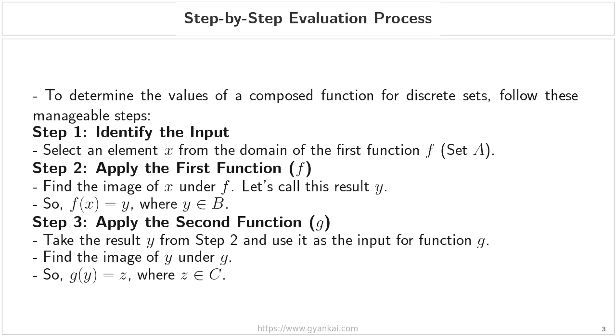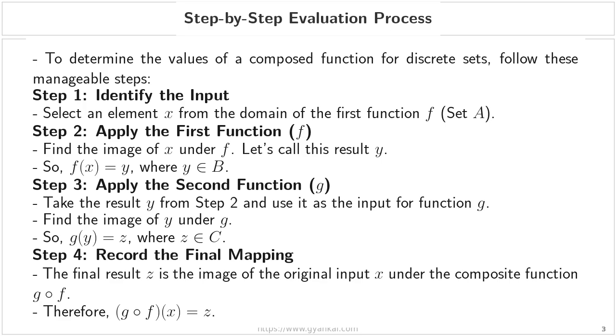Now we move to step 3. Apply the second function, G. Take that result, Y, from the previous step, and use it as the new input for function G. Find the image of Y under G. This gives us a final result, Z, where Z is an element of set C.